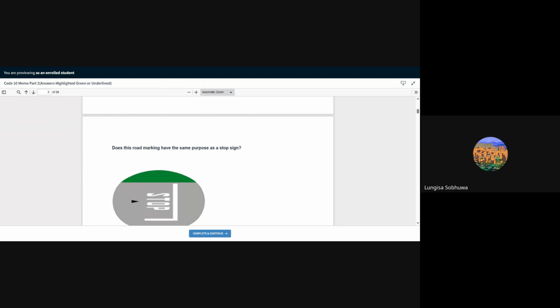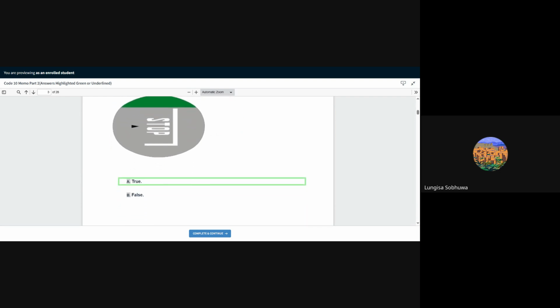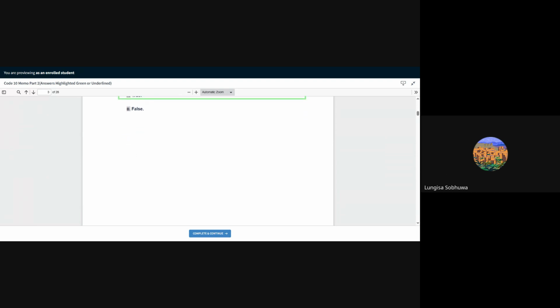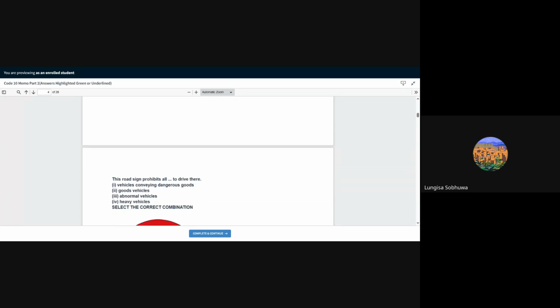Then we have another sign. The question with this sign is, does this road marking have the same purpose as a stop sign? Let's look at our options. Option A says true, option B says false. The correct answer in this case is option A, true. This sign has the same function as a stop sign. Let's move on to the next question.